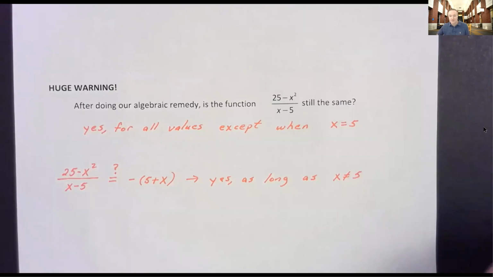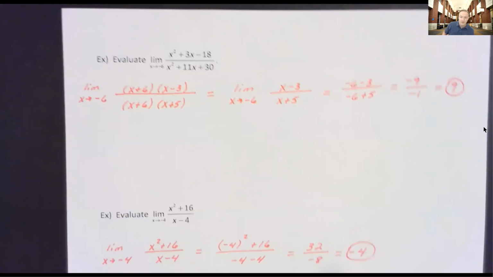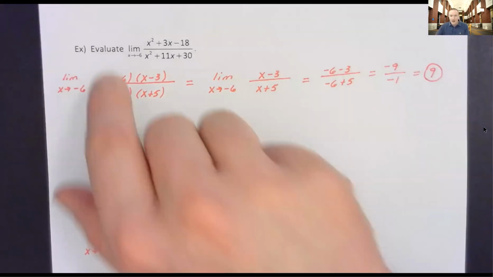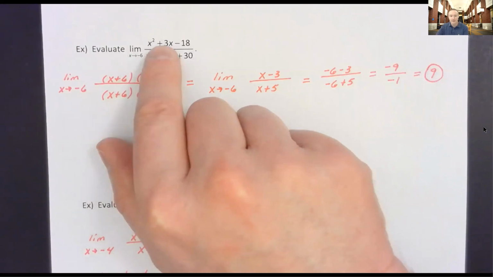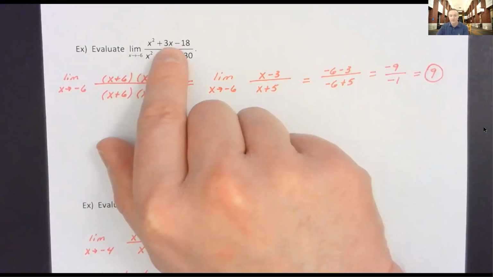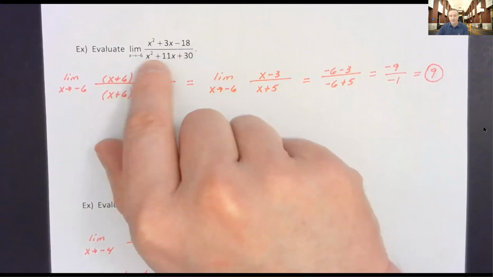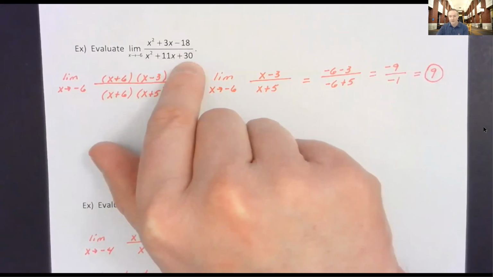So this process is going to work beautifully every time. Now, let's take a look at another problem here. If I say, I want you to find the limit as x approaches negative 6 of the quadratic x squared plus 3x minus 18 over x squared plus 11x plus 30.